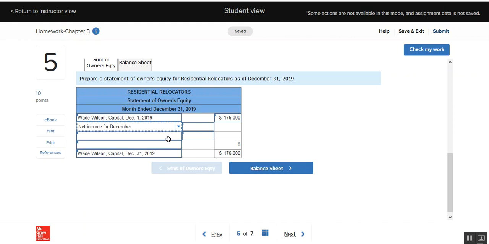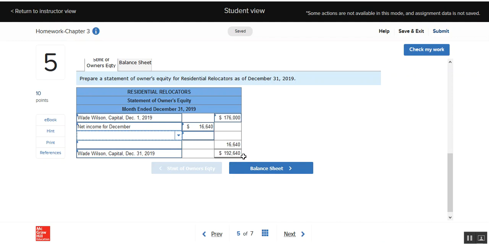Now, this is Wade Wilson owns this company, so if the company does good, yay for him. It increases his value in the company. If the company does bad, stinks to be him, it's going to decrease that value. Well, this company did good. They actually had a net income, which we just calculated, took our income less our expenses. It was $16,640. In my problem, again, yours might be different. So that increases the value of his capital.